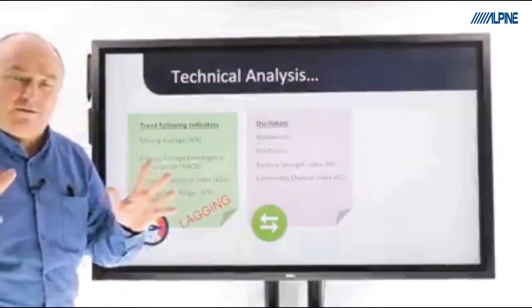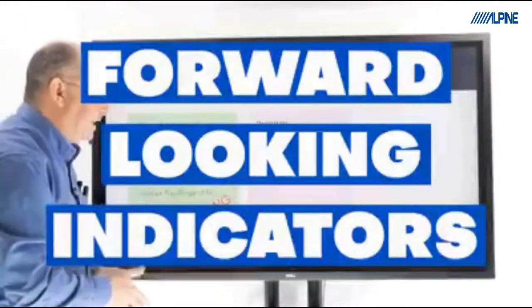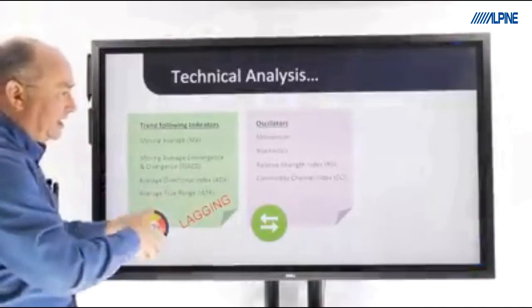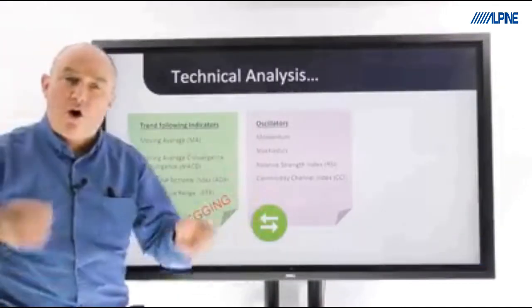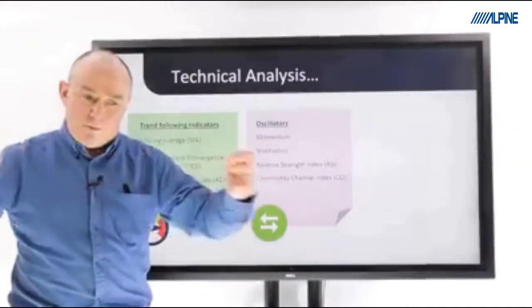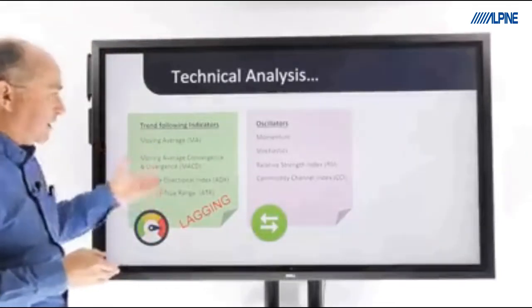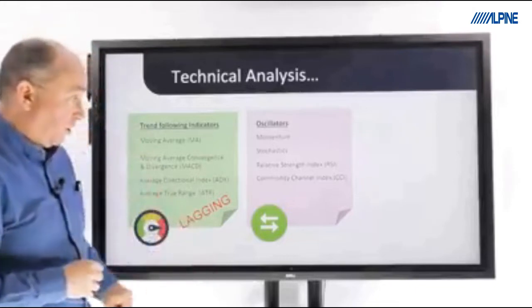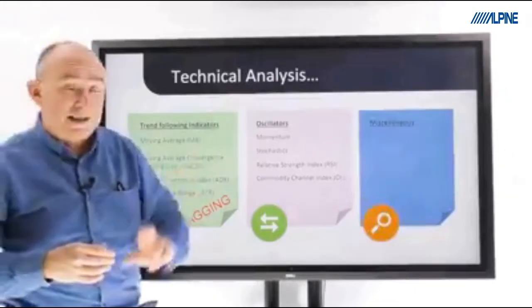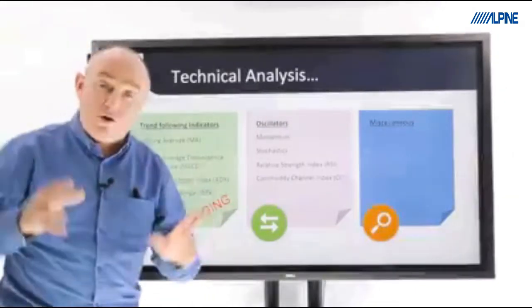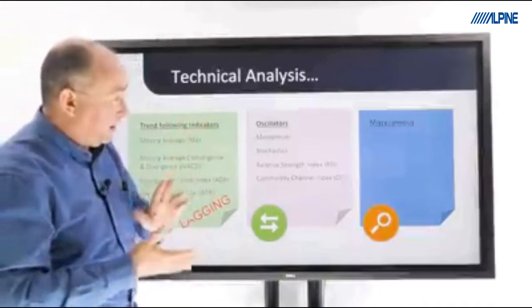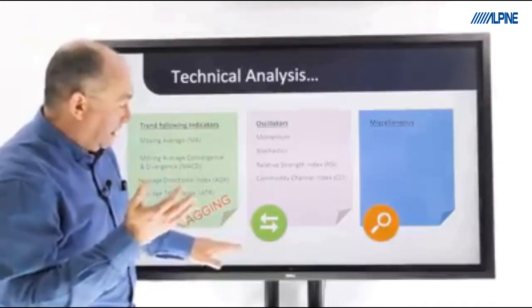So I think what you need to take from this is the fact that these are forward-looking indicators as opposed to the lagging indicators. Typically, these are not going to be placed on the actual price chart. These will be below as a separate indicator as opposed to these moving averages, which will be put onto the price chart. Then you've got the miscellaneous technical analysis that we use, various different indicators, of course, so I'm not going to be listing them all here.